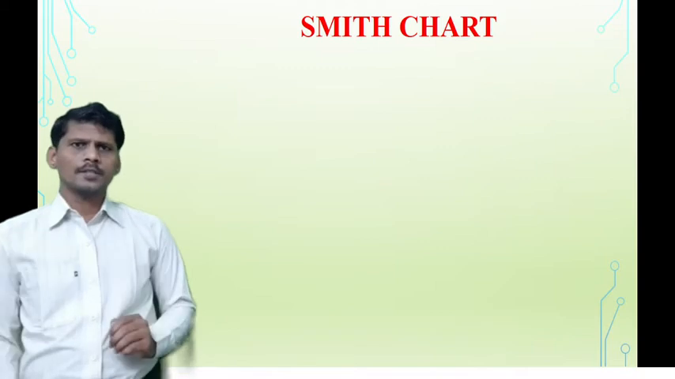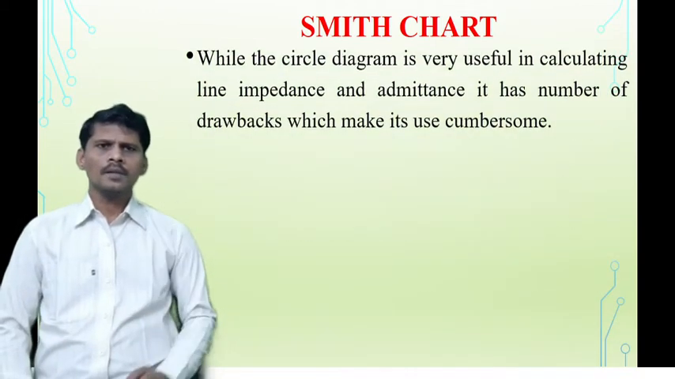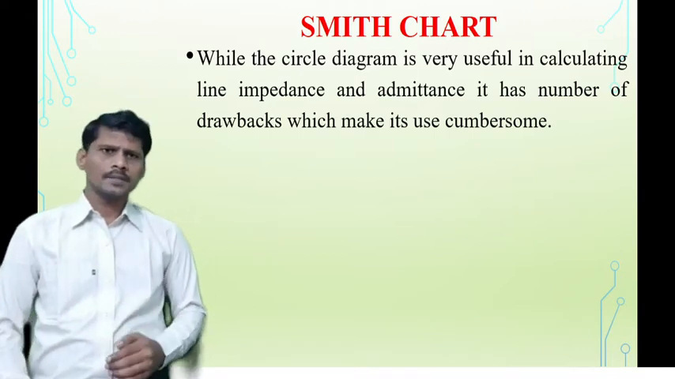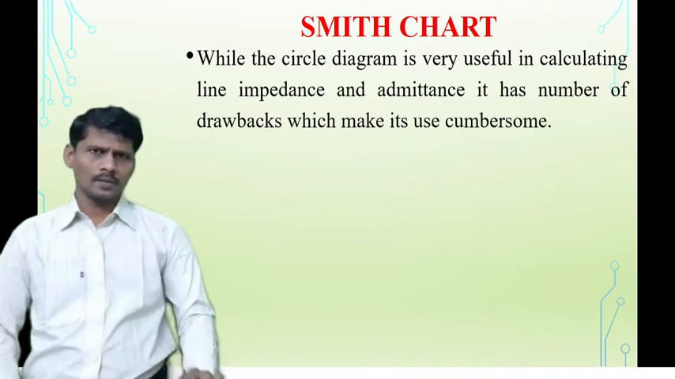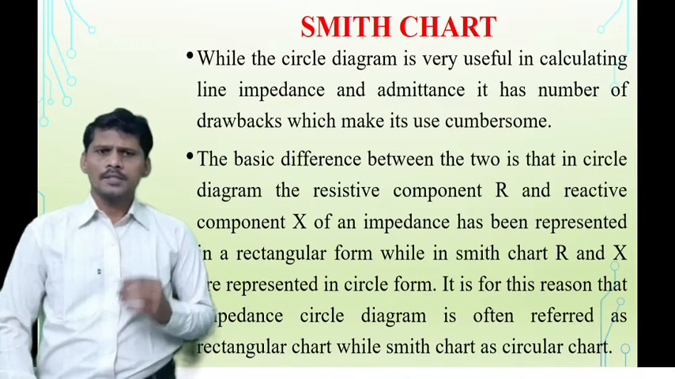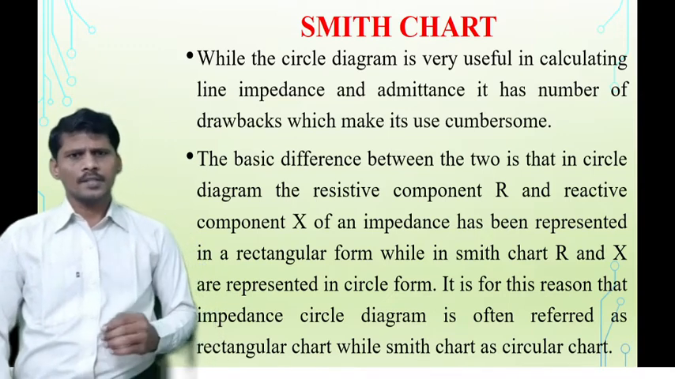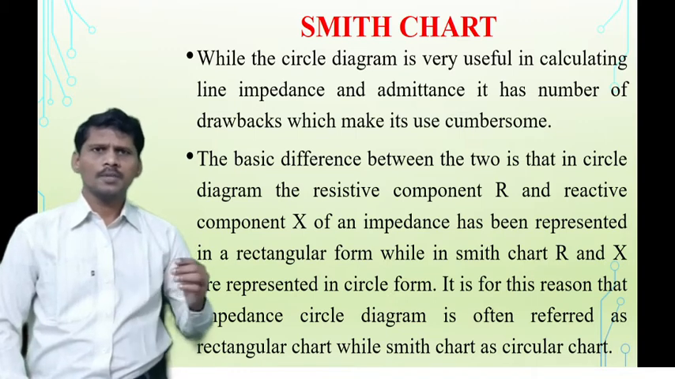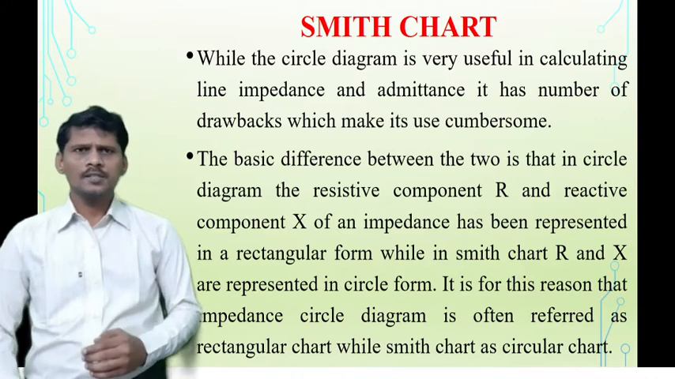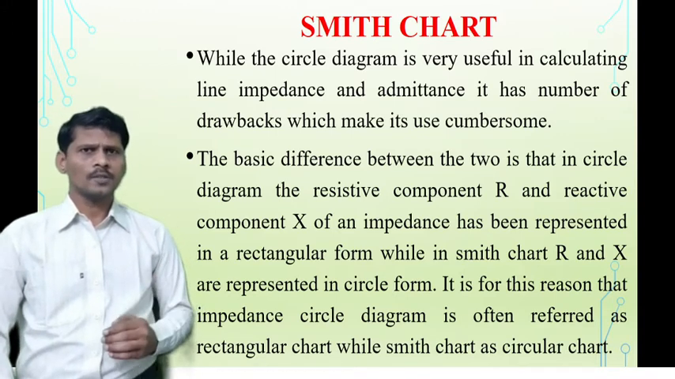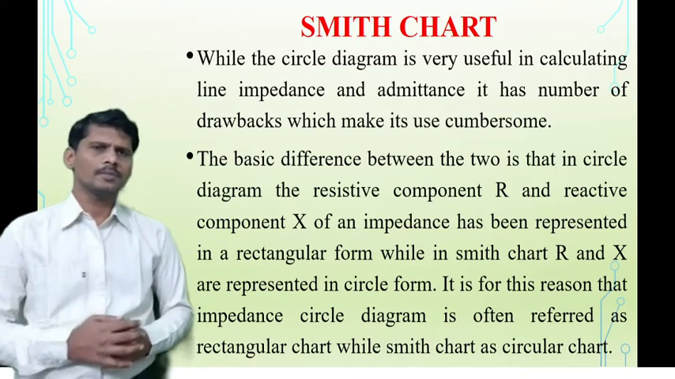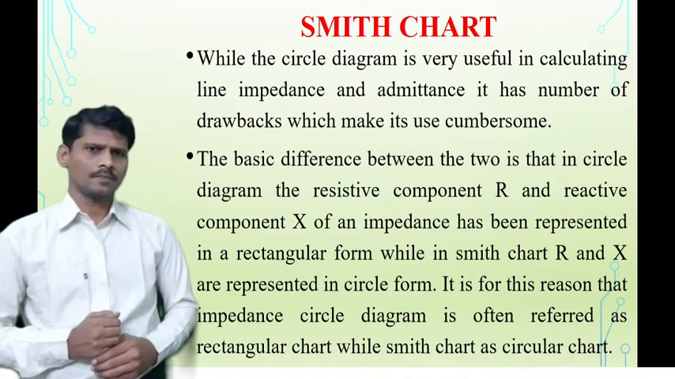Next, we are going to discuss the Smith chart. The circle diagram is very useful in calculating line impedance and admittances, but it has a number of drawbacks. The main difference between the two is that in the circle diagram, the resistive components and the reactive components of impedance are represented in a rectangular chart, whereas in the Smith chart, the resistance and reactance components of impedance are represented in the form of a circle diagram. So this is the main difference between the circle diagram and the Smith chart.